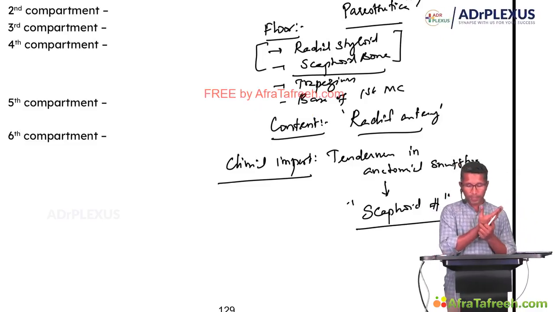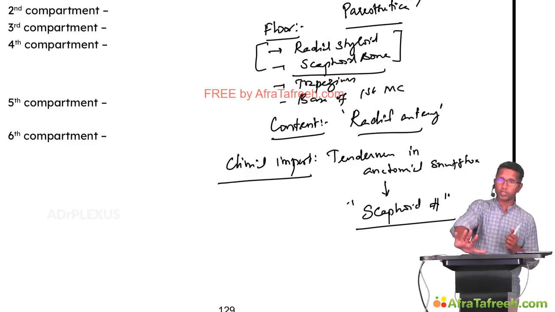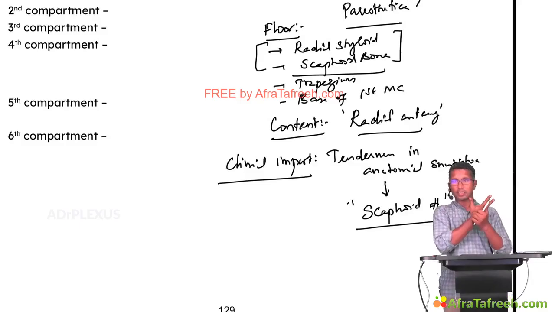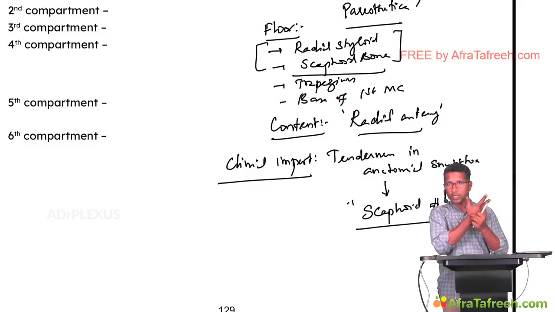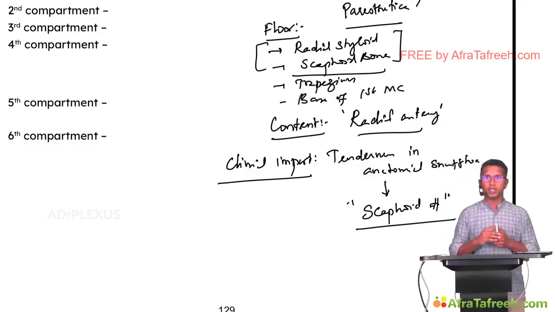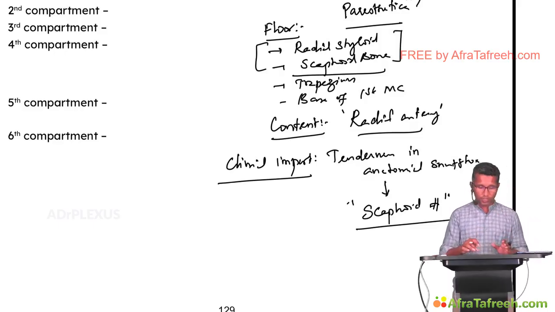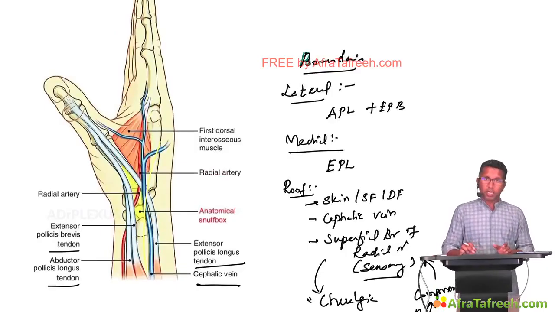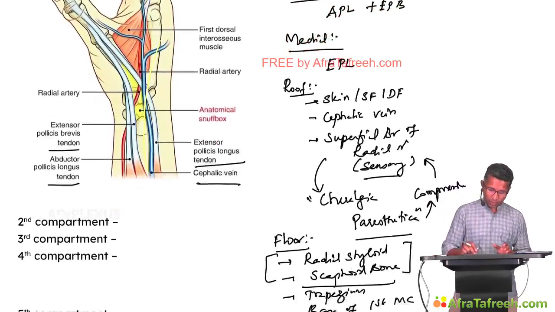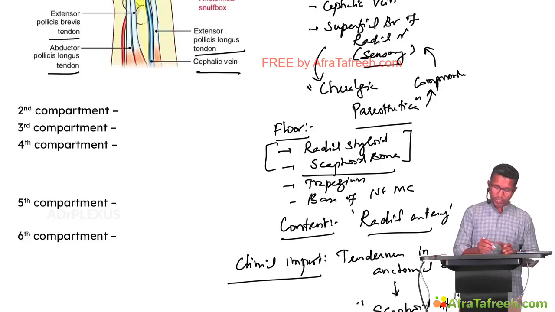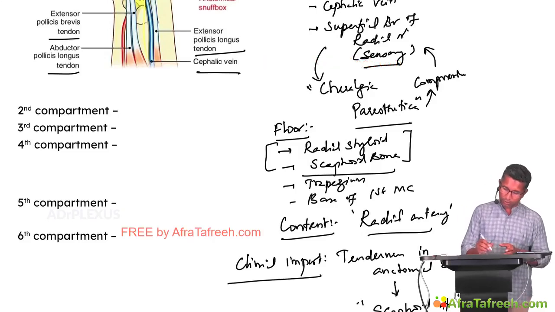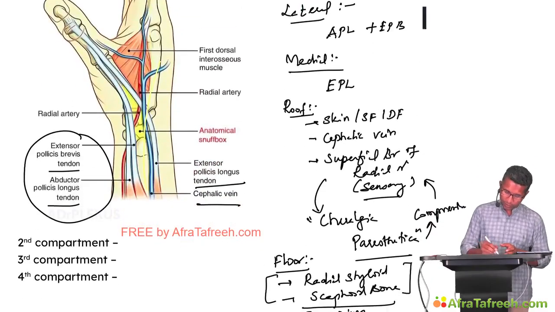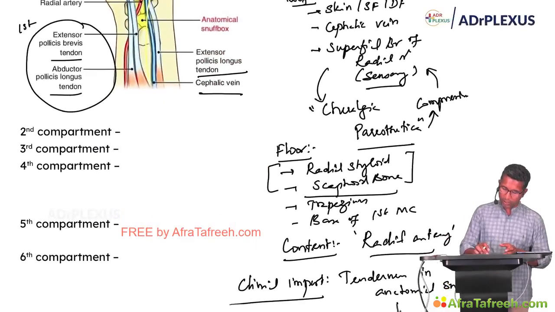Sometimes you have a fall on an outstretched hand, which we call a FOOSH injury. If the patient has tenderness in the anatomical snuff box, then you can think of a scaphoid fracture. That is the importance of this anatomical snuff box. Clear? I think we are done with the second compartment. You know about the first compartment, the two muscles which form the first compartment. So just a small brush up.